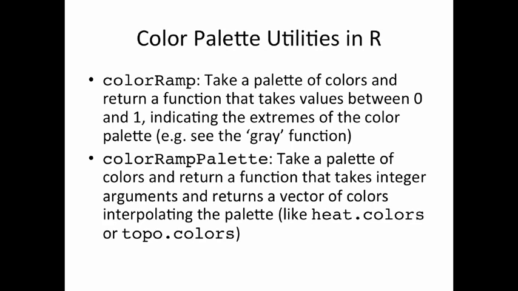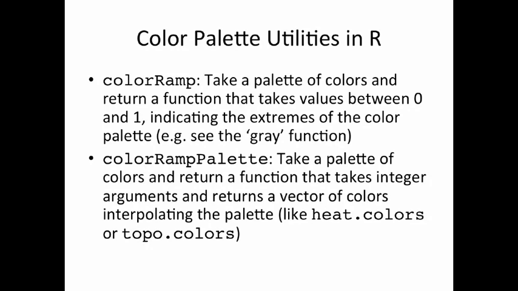So the colorRamp function specifically takes a palette of colors and it returns another function. And this function that's returned by colorRamp will take values between 0 and 1, indicating the extremes of the color palette. A similar function that already exists in R is the gray function, which interpolates between black and white, giving you all the shades of gray in between. The colorRamp function is a generalization because it'll take any set of colors in your palette and give you a function back that takes numbers between 0 and 1 and can interpolate between the extremes of the color palette.